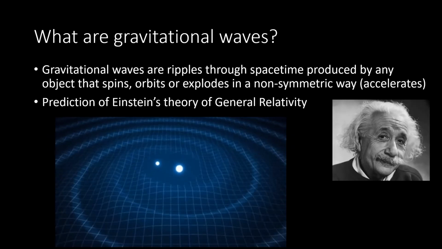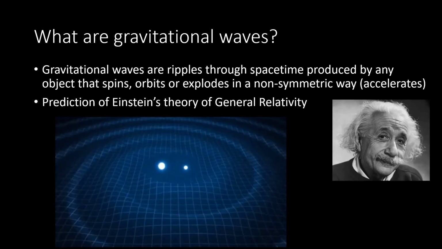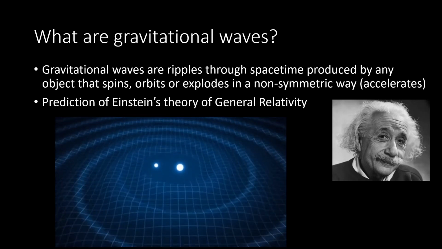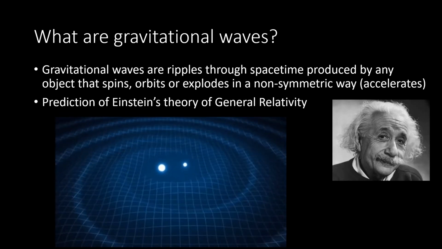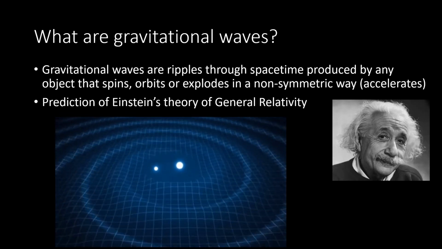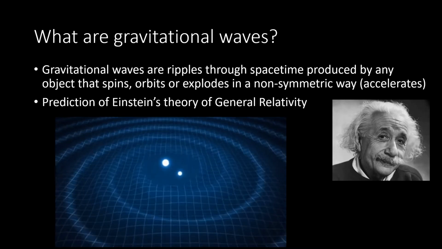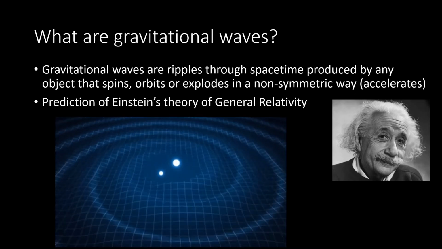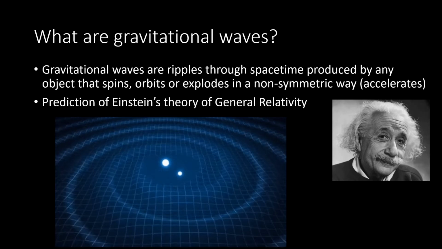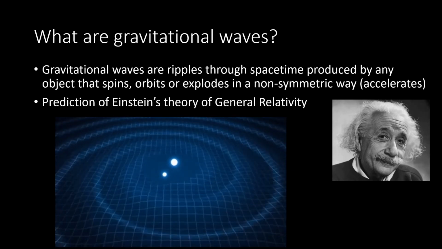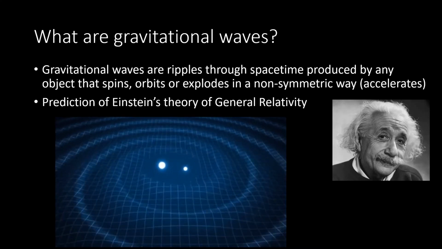So gravitational waves are just ripples through this four-dimensional space-time. You can see in the little animation at the bottom, we have two massive objects orbiting around each other, and as they orbit, they're producing gravitational waves. Technically, anytime you have an object that is accelerating, whether it's spinning, orbiting, or exploding, as long as it's moving with some sort of acceleration and doing so in a slightly non-symmetric way, you will produce gravitational waves. You will produce these ripples through space-time.